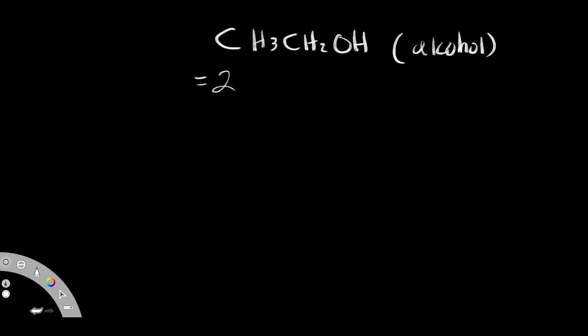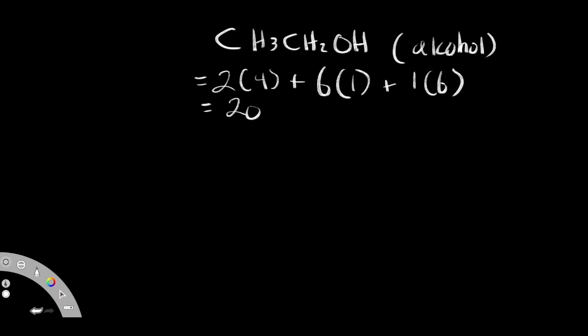So we got 2 carbons, its valence is a 4 on the periodic table. How about hydrogens? We have 1, 2, 3, 4, 5, 6, all right. And how many valence? Has 1 valence. And the last one is its oxygen. We only got 1 oxygen, okay, and its valence is 6. So we add them all up, you end up getting 20.